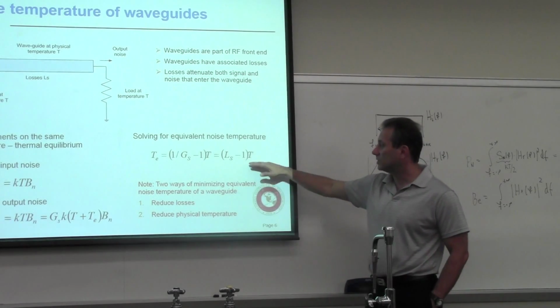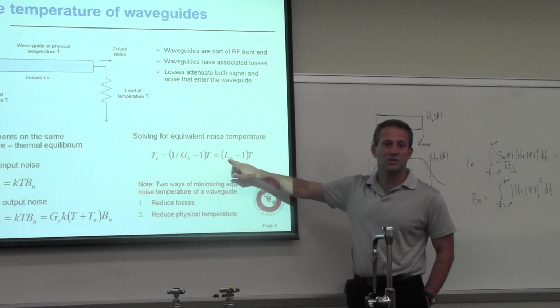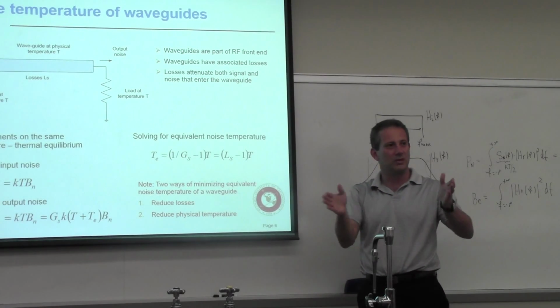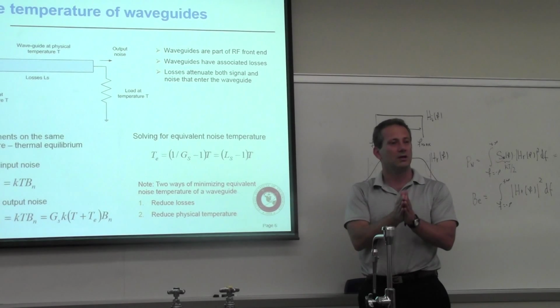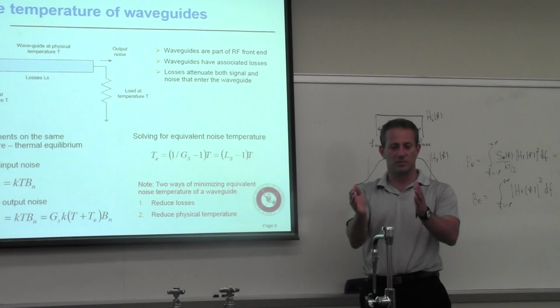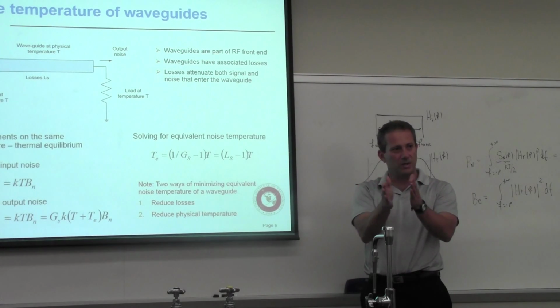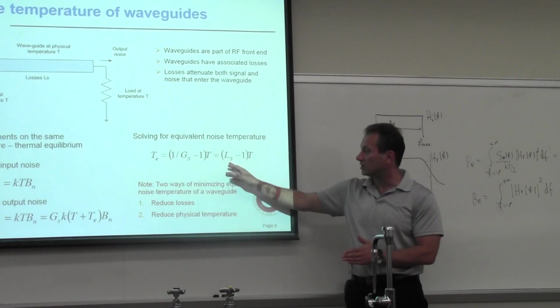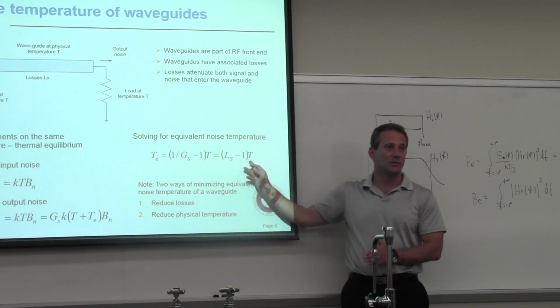So it's very important that your waveguide has small losses, that first waveguide that connects, and to do that we keep it very short. This is in all satellite systems that have to be really sensitive. You try to bring your RF front end as close to the antenna as possible to have your waveguide the shortest, so that you can minimize the loss. And then the physical temperature of the waveguide.